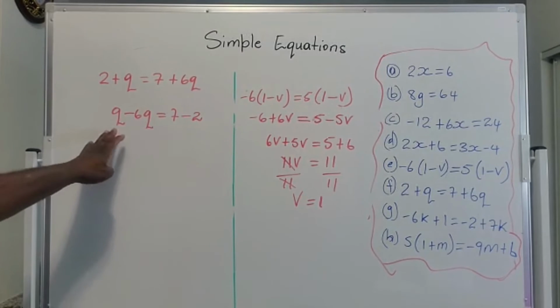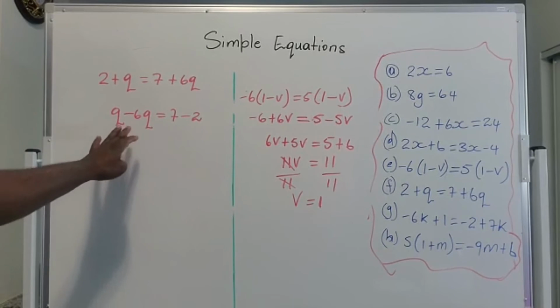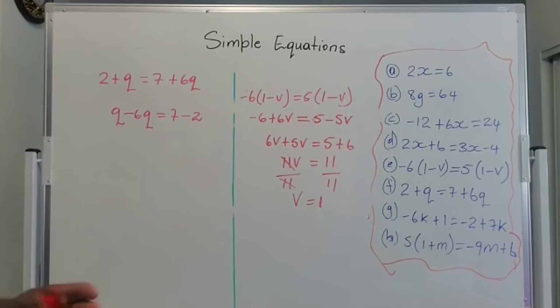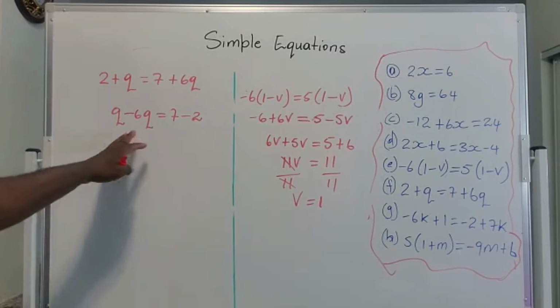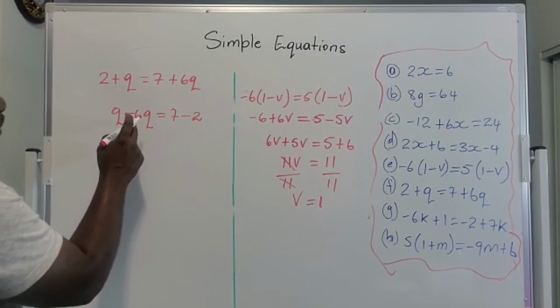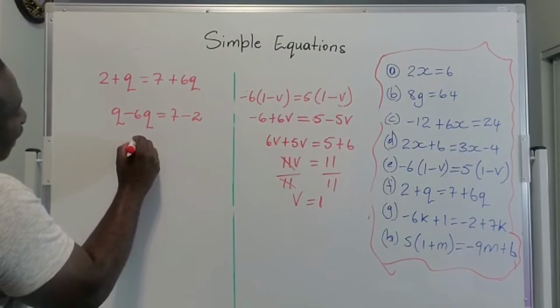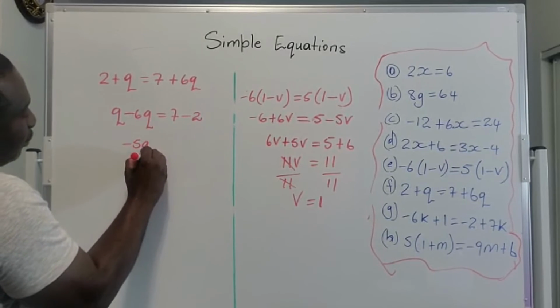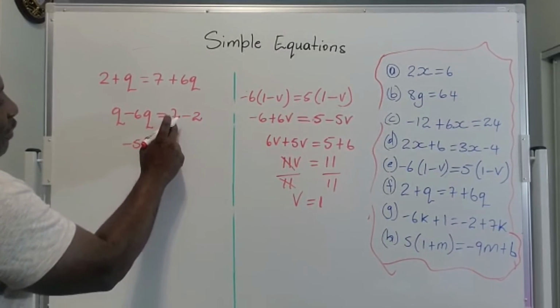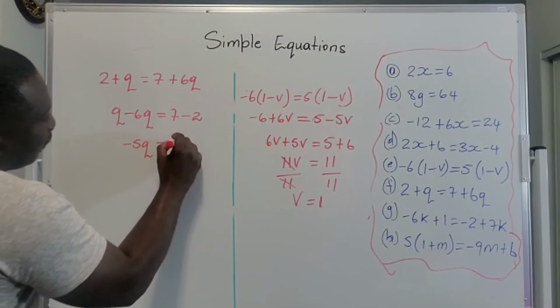Look at what happened now. So positive q minus 6q. We are adding two different signs. So guys, do subtraction. Keep the sign of the greater value. In this case, this is really 1q. This will leave us with negative 5q. 7 take 2 will leave us with 5.